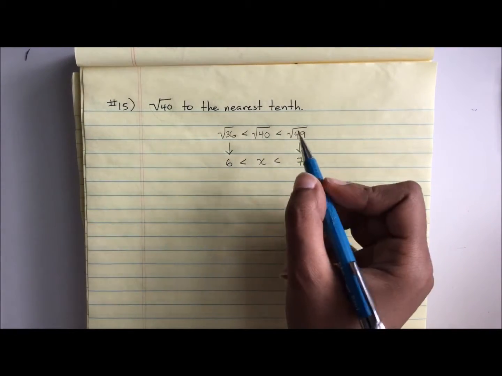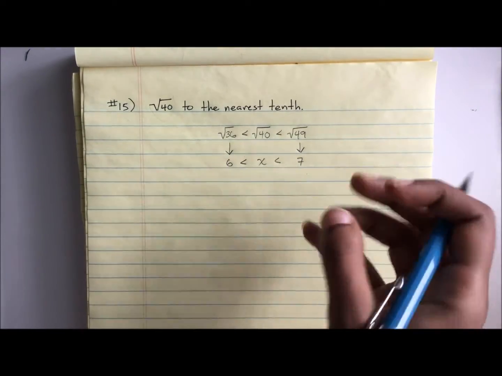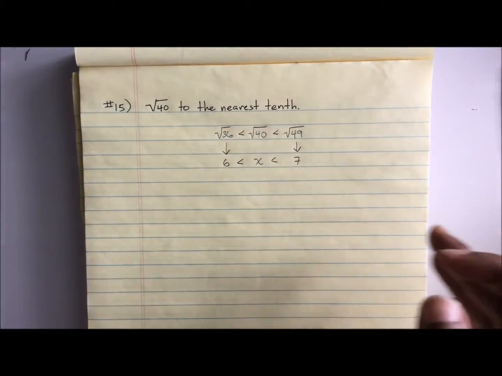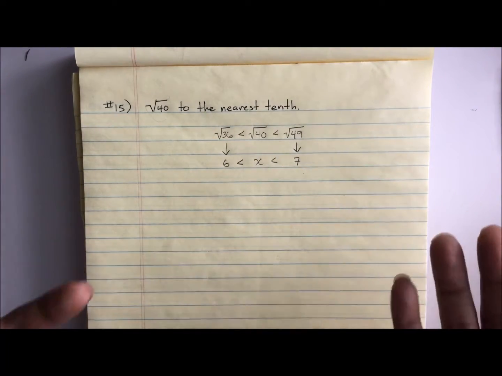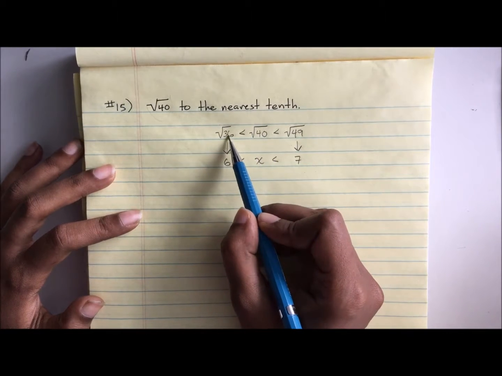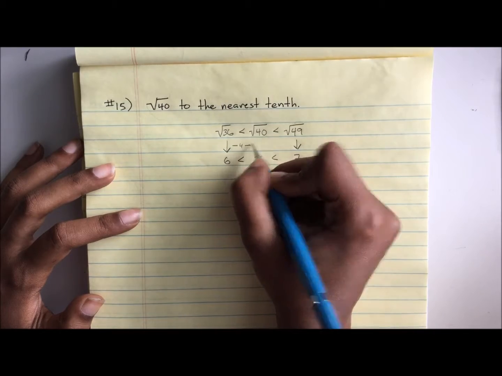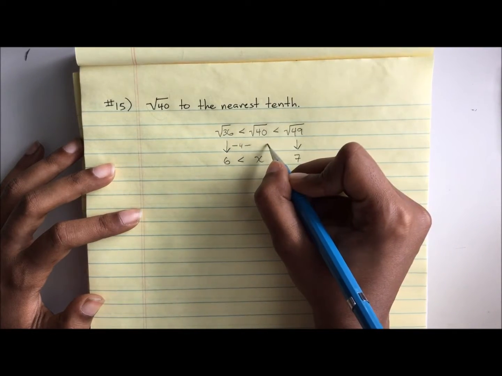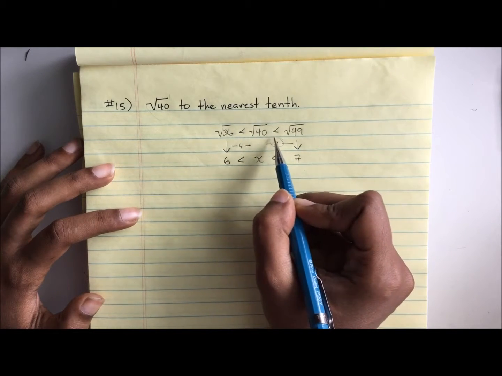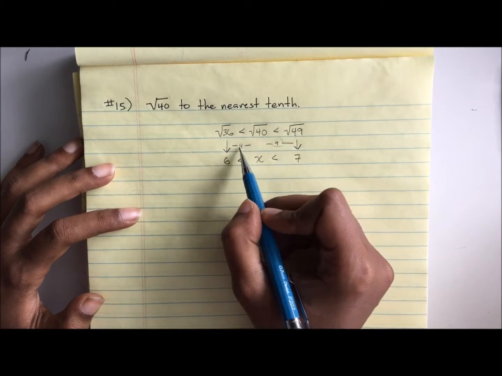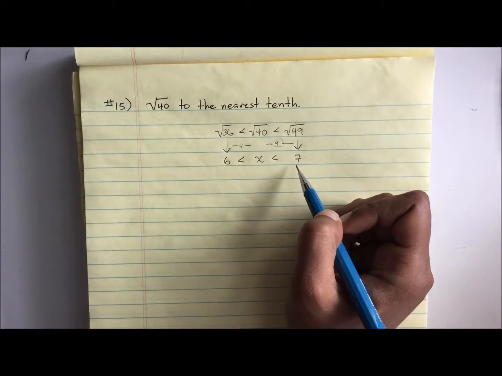Alright, so let's try and do some simple arithmetic to figure out what our answer should look like, because that's the most important thing, especially when you don't have a calculator and you're trying to get a certain answer. You want to know what it's supposed to look like. So let's see, what's the distance from 36 to 40, right? It's going to be 4. What's the distance from 40 to 49? It's going to be 9. So given that the distance from 40 to 49 is larger than the distance from 36 to 40, our answer should be closer to 6 than to 7, okay?